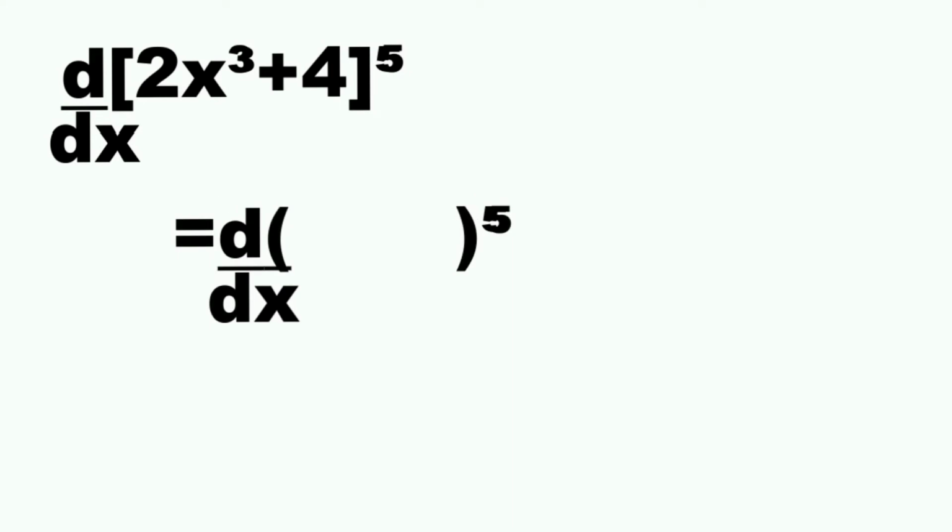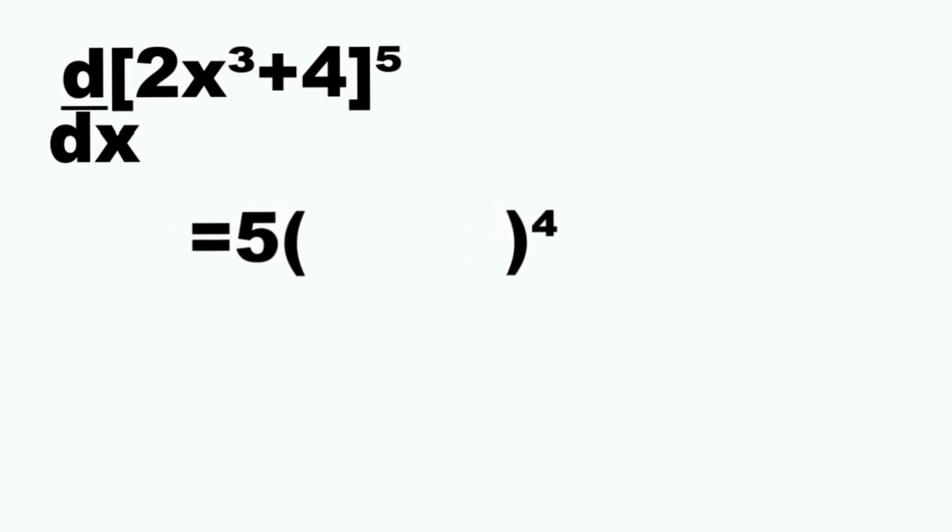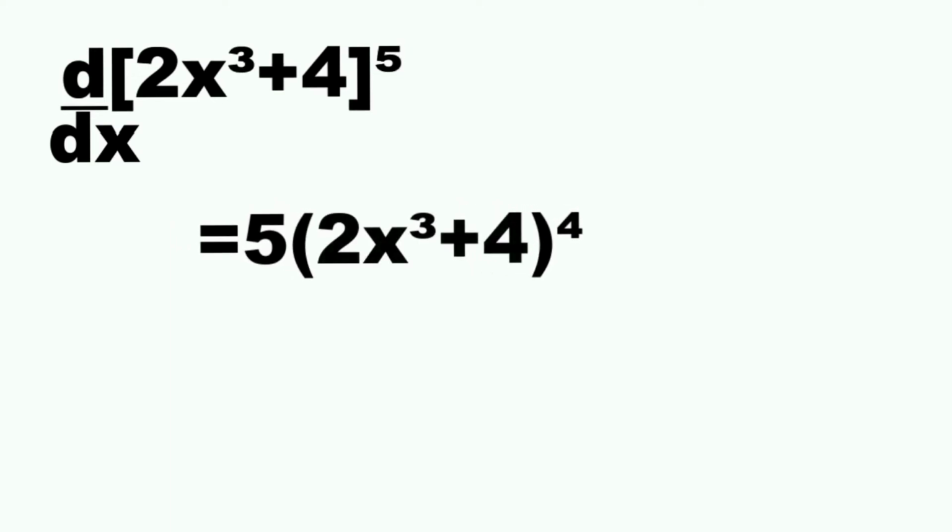Example: find the derivative of quantity 2x cubed plus 4 to the power of 5. To solve this, first we are going to differentiate all that is raised to the power 5. In order not to change anything inside the parentheses, we are going to leave it blank, and by power rule, we have 5 times quantity blank raised to the power 5 minus 1, which is equal to 4. Then we can write back 2x cubed plus 4 for the blank inside the parentheses. This is differentiating the outer function.